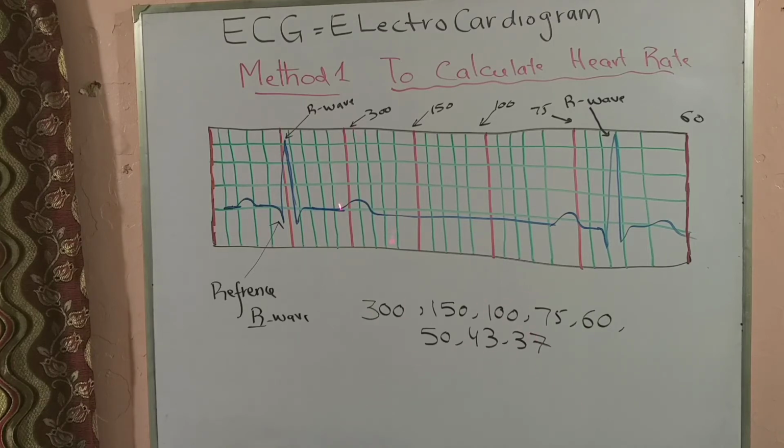For example, on the first heavy line after the thick line on which the R was located, we drop 300, then 150, then 100, then 75. And here notice that this R wave, which is next on the right side of the reference R wave, is located somewhere between the 75 and 60. So the heart rate is roughly 70 or 72.